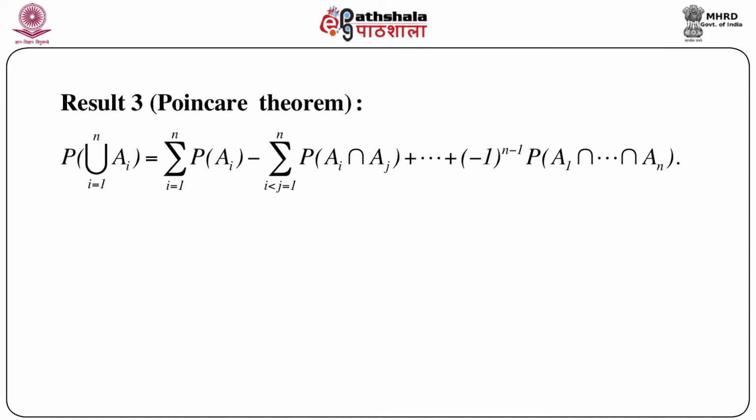So we have already proved two things. Now let us see whether we can go for the big proof of Poincaré's theorem, the famous Poincaré's theorem, which deals with the probability of a union of n events. And we know that Poincaré's theorem says the probability of the union of A_i, i equals 1 to n, is the summation over i equals 1 to n of probability of A_i, minus the summation over i less than j of probability of A_i intersection A_j, plus and so on, up to plus minus 1 to the power n minus 1 times probability of A_1 intersection A_2 intersection up to A_n.